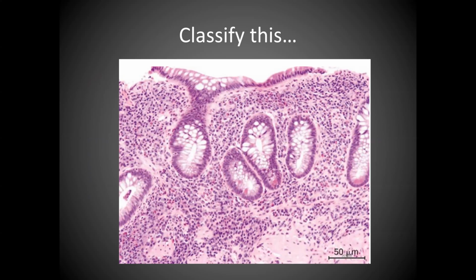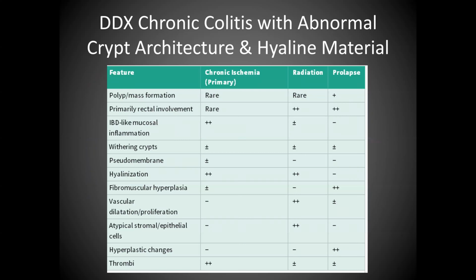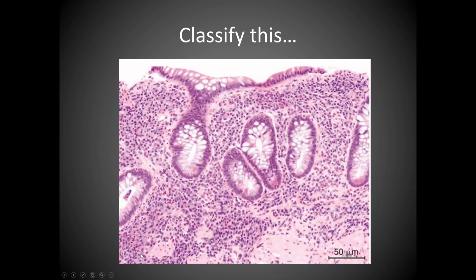So here's an example. Well, on a single biopsy, a single field, of course, it's very difficult to classify. Here we've got glandular distortion. We've got a little bit of activity. Maybe we've got some clusters of histiocytes, but maybe not. It can be very difficult. And so what do we think about when we have abnormal crypt architecture and that sort of hyaline material that we were seeing here? Is it histiocytes or is it something else?